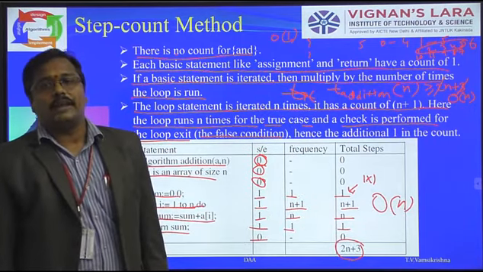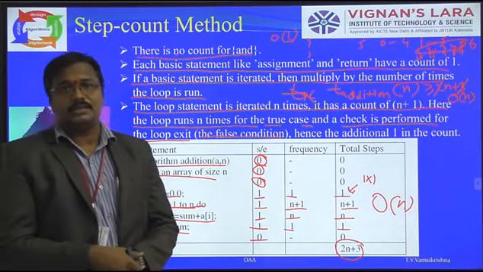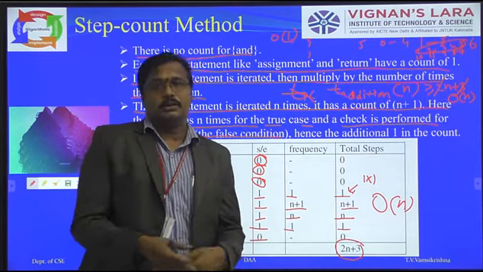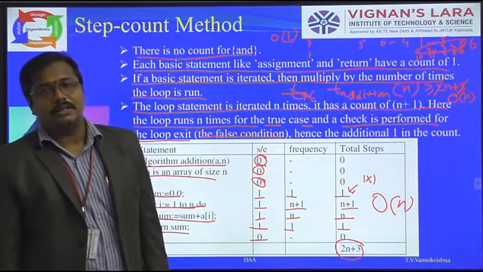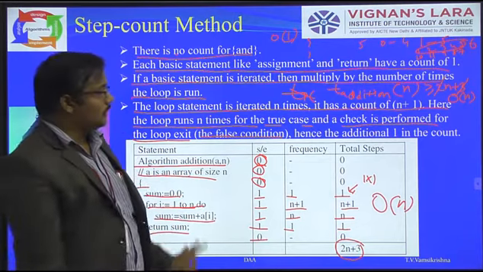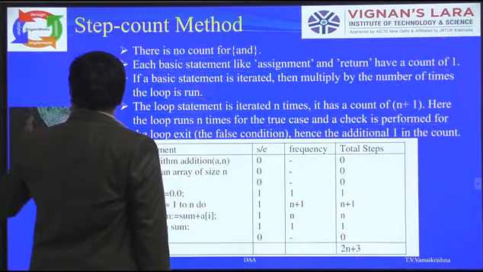Big O of n. Why we call it big O, omega, theta? That is the next concept; today, in this session only, we are discussing that. So big O of n is the time complexity for the algorithm.